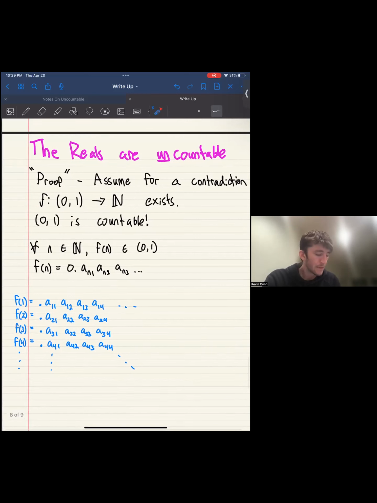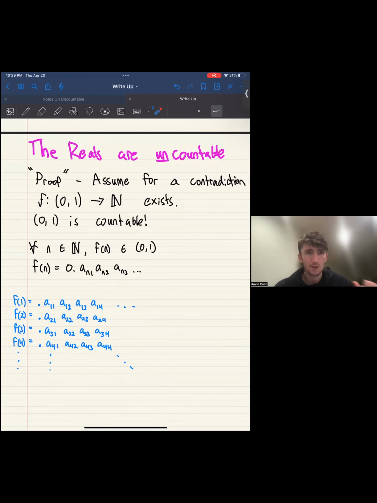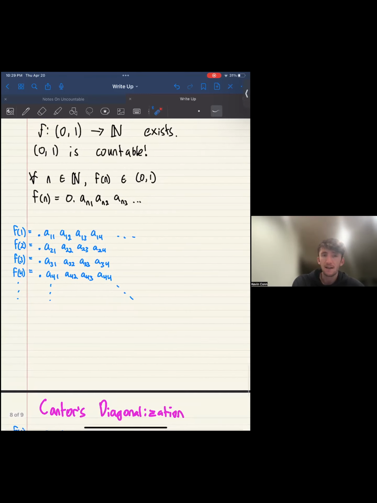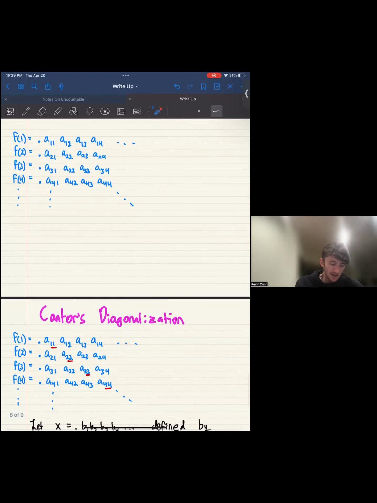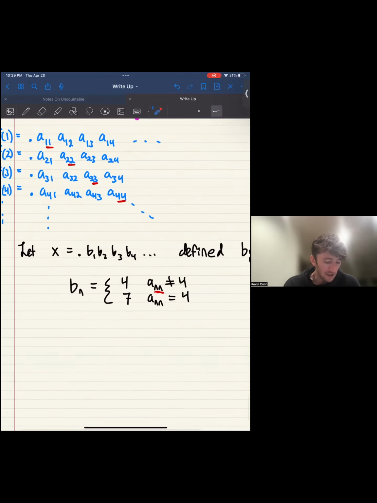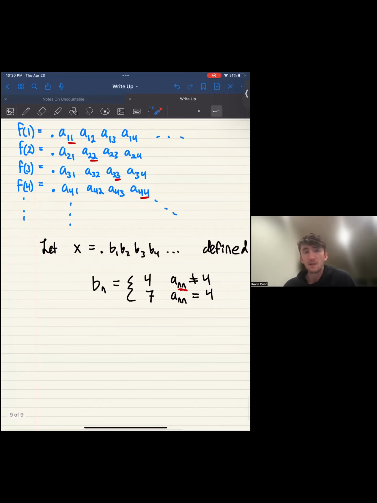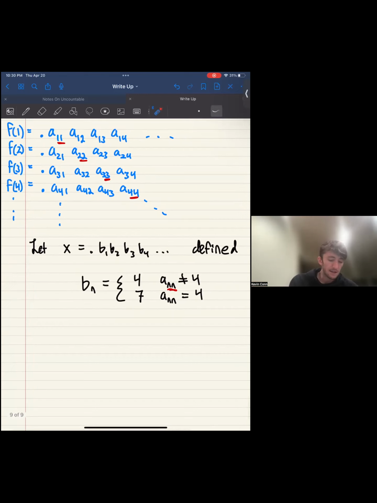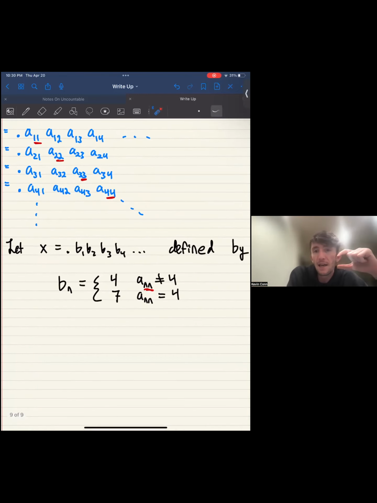Okay. The technique we're going to use to show that this assumption is incorrect is Cantor's diagonalization technique. We're going to look at that same array and we are going to create a new number. That number will be x. x will be 0.b1 b2 b3 b4 b5 b6, going on to infinity. And we are going to let this be defined by bn.